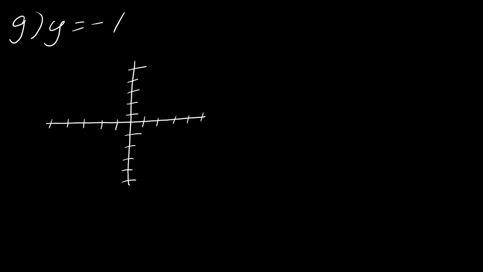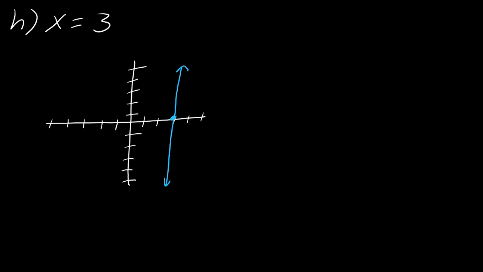Oops, and now let's go to y equals negative 1. So again, very similar to the previous ones that we were talking about. So there's my y equals negative 1. Same idea, right? y is always going to be equal to negative 1. Meanwhile, for x equals 3, here's where x equals 3, so x will always equal 3, so there's my x equals 3 line.